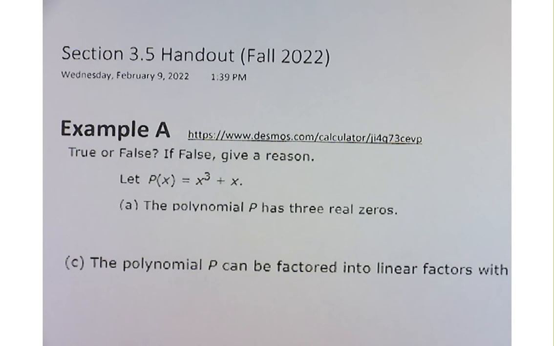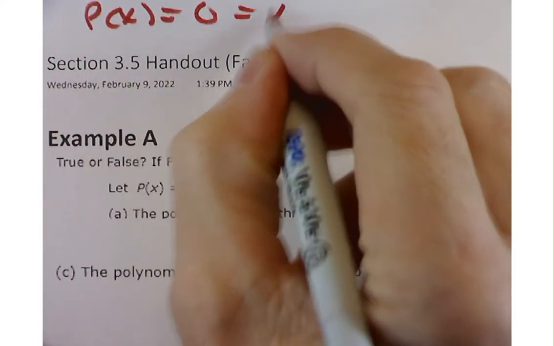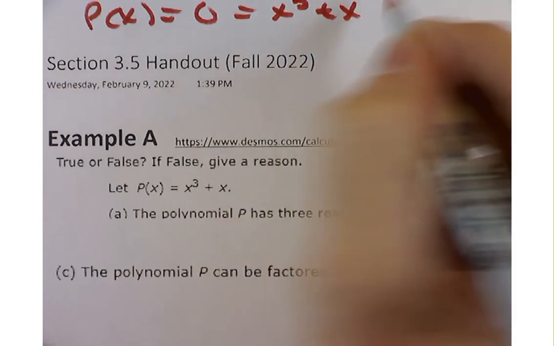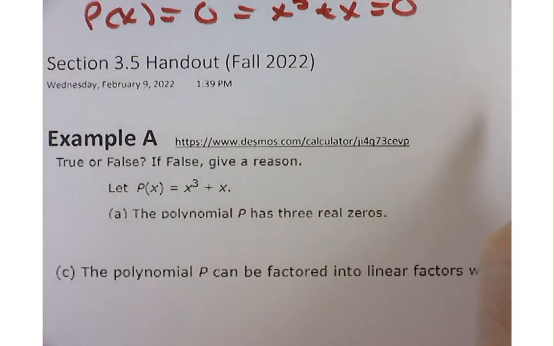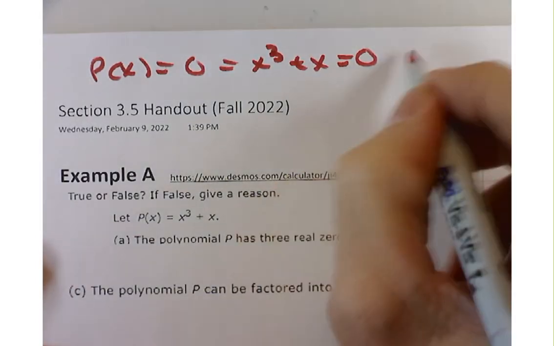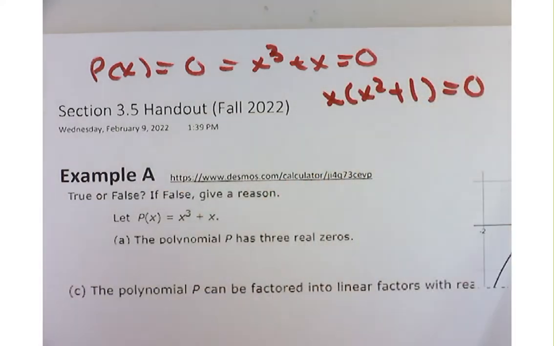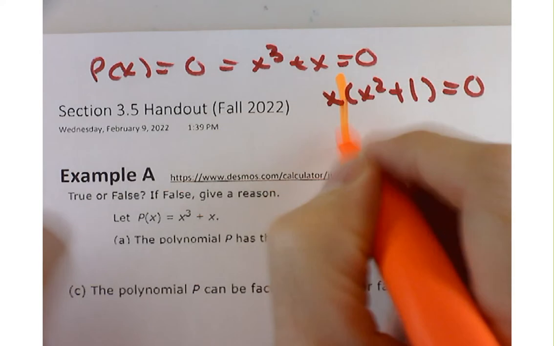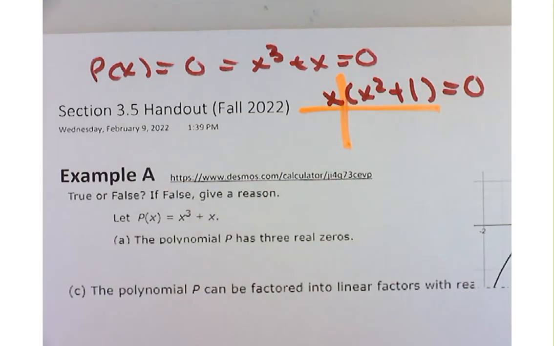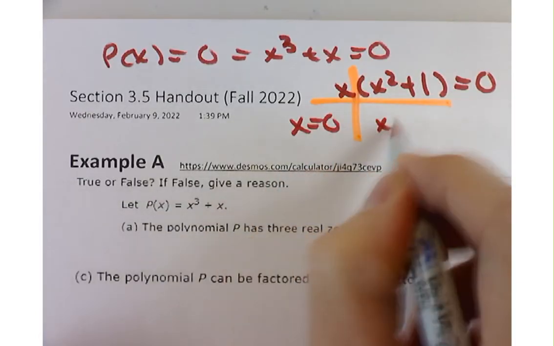If you're trying to find where this actually equals 0, we can set it equal to 0 and solve. So P of x equals 0 means x cubed plus x equals 0. Now, if I was solving this for myself, I'd probably start by factoring this. So that would be x times x squared plus 1 equals 0. I want to know where this is equal to 0. Well, I can see the one that we already saw. When this times this equals 0, either x equals 0 or x squared plus 1 equals 0.